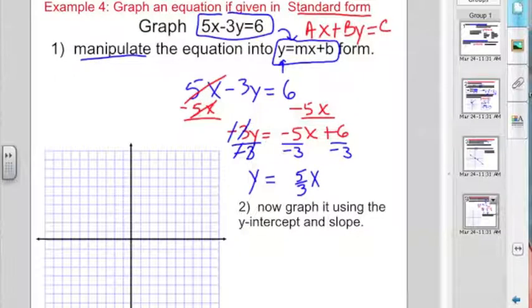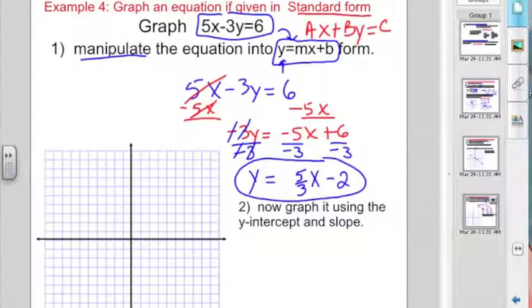So we have 5/3 x. The sign is going to be positive because the opposite of negative gives you a positive. The 6 divided by 3 gives you 2. We look at our signs. The opposite of positive is negative. So now I have my equation in slope-intercept form. It's y equals 5/3 x minus 2.